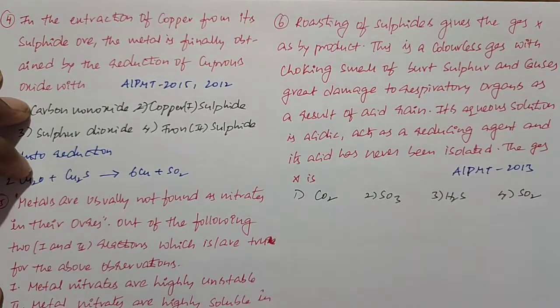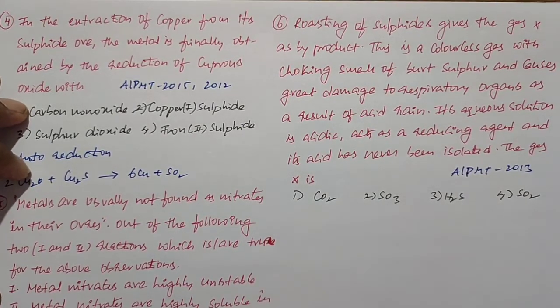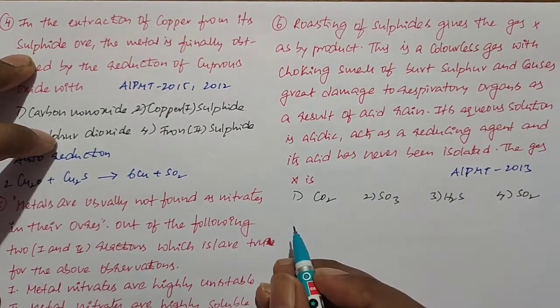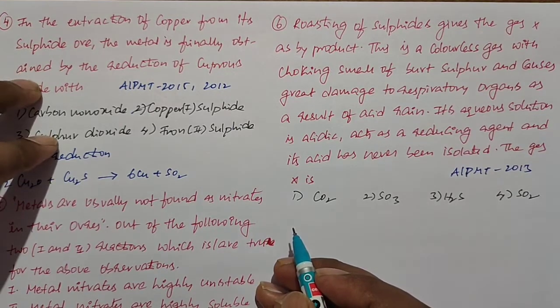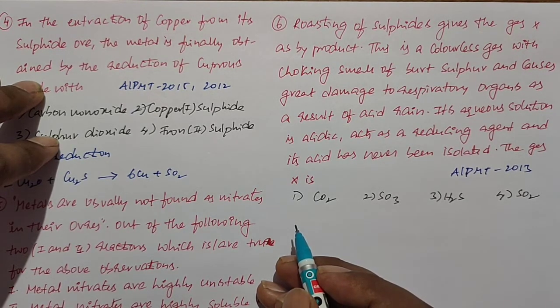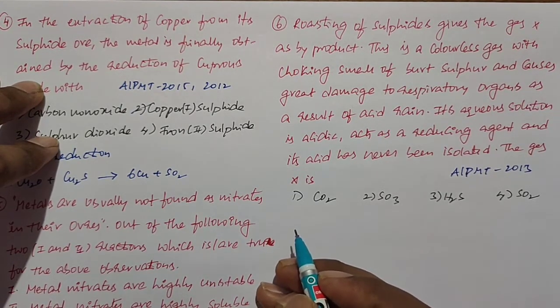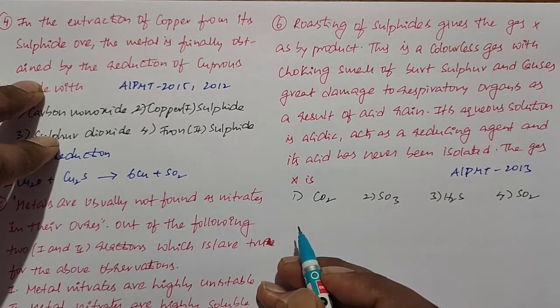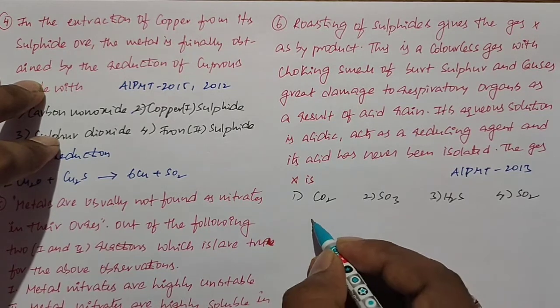Roasting of sulfides gives the gas X as a byproduct. This is a colorless gas with a choking smell of burnt sulfur and causes great damage to respiratory organs as a result of acid rains. Its aqueous solution is acidic, acts as a reducing agent, and its acid has never been isolated. The gas is actually formed when sulfide ores are roasted.